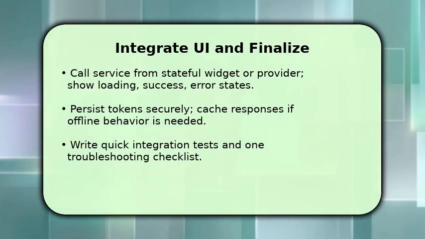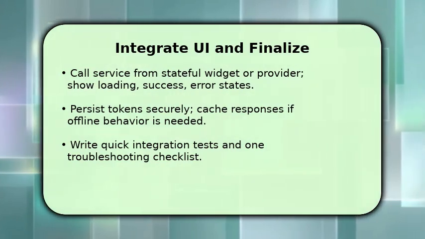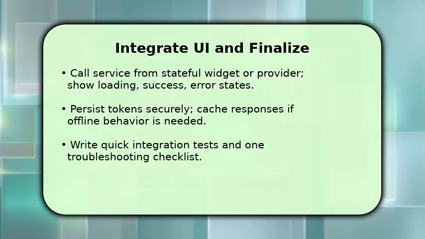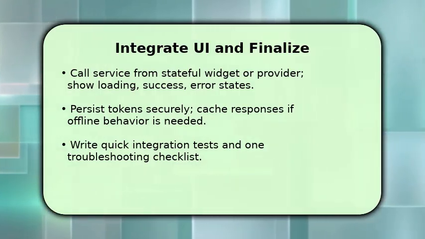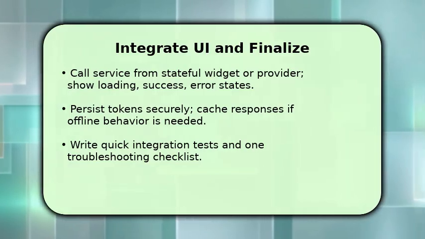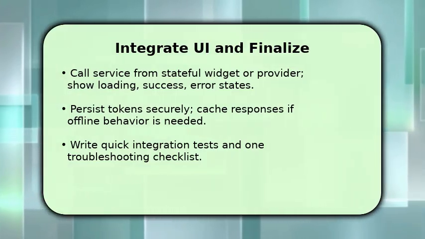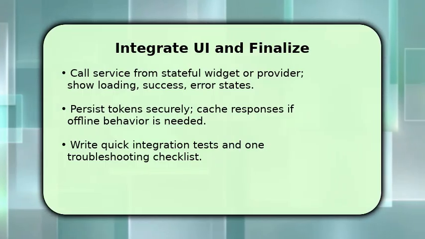Now connect the API service to your UI, fetch data in initState or via Provider, and render loading, success, and error states so users always see feedback. Secure tokens with Flutter Secure Storage and add simple caching for offline resilience. Write a quick integration test hitting a mocked response.